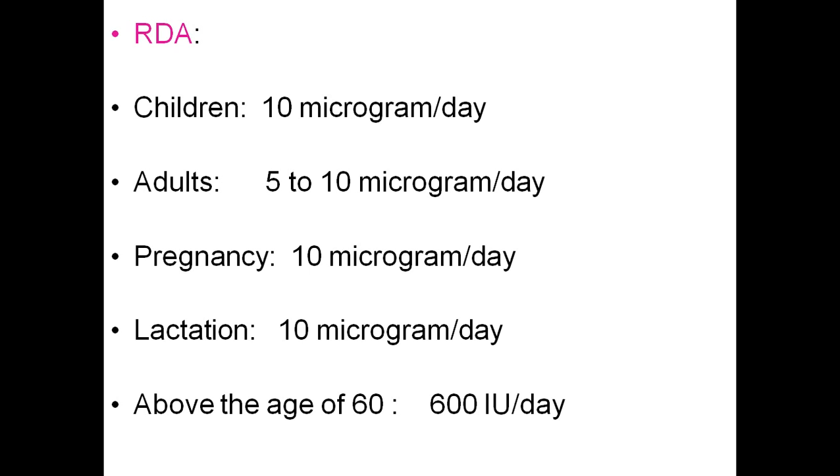Above the age of 60, they need 600 international units per day. In elderly people, the requirement of vitamin D is high because it is mainly involved in bone development, so it is required more in elderly people. This is about the RDA for vitamin D.